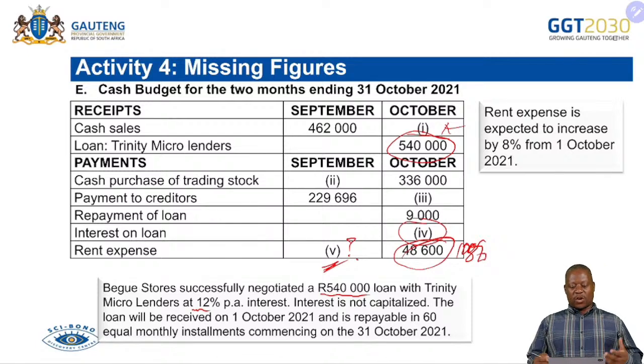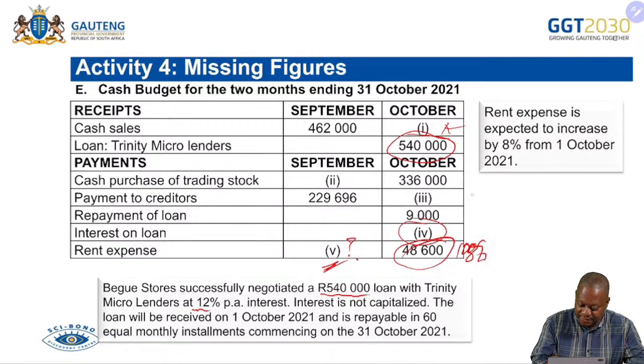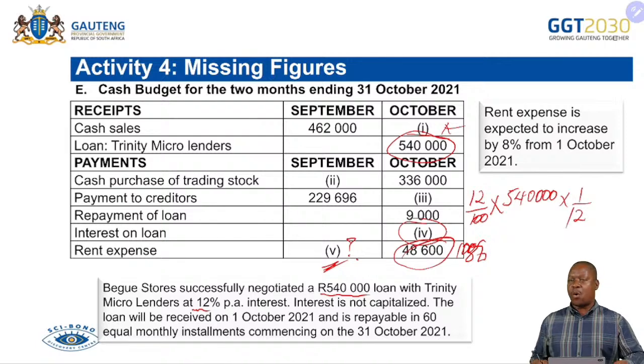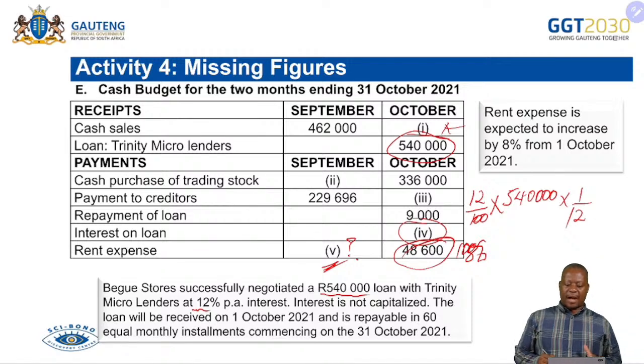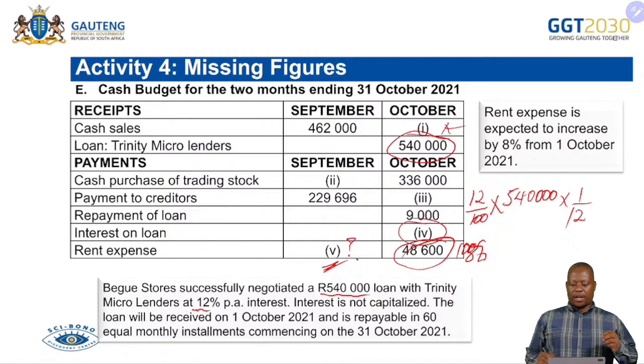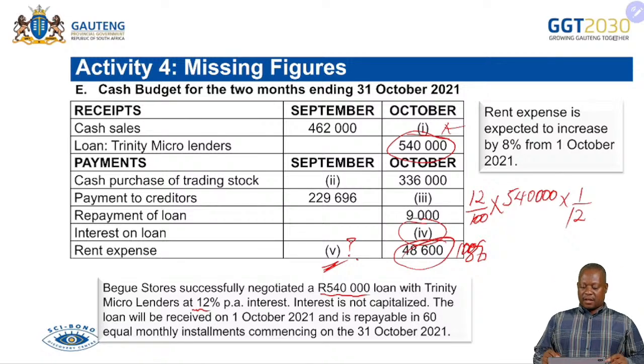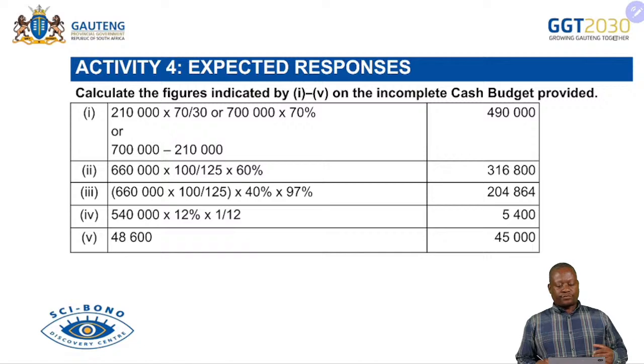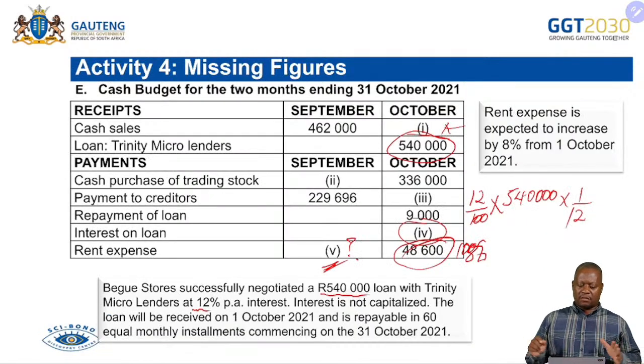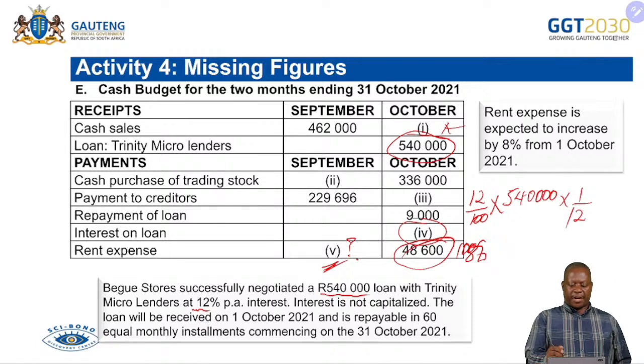I think you got that one right. It's simple, guys. 12%. We multiply this by the amount of the loan, 540,000. Just remember it is for 1 month. Our budget is per month. So it is 12% per annum, which means we multiply by 1/12 for 1 month. That's it. Very good.